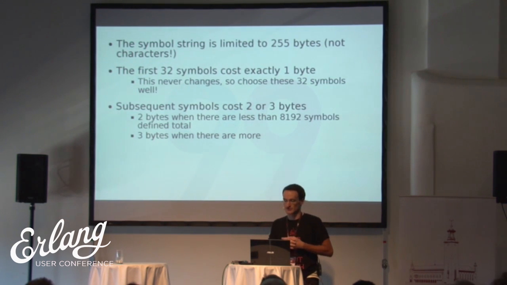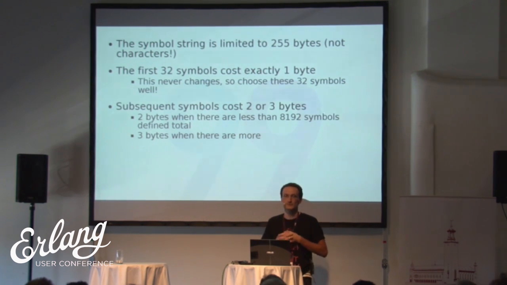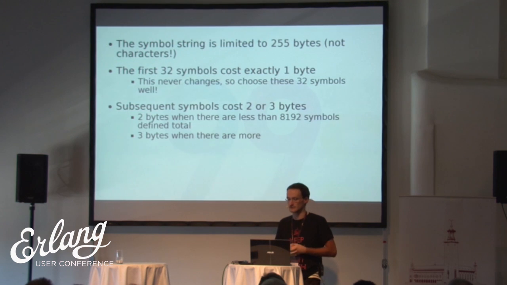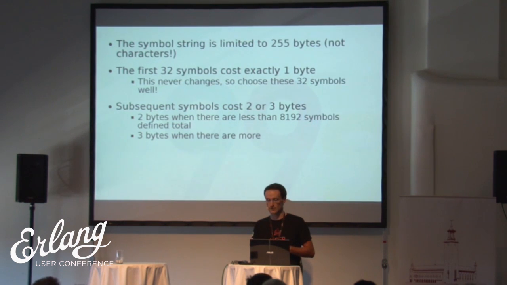And yeah, so it's encoded like this. For the first 32 symbols, it always costs exactly 1 byte. So if you have symbols that are repeated very often, you can define them first or define them in your own media type, and this will always cost 1 byte. And then, depending on the number of symbols we have, the symbols after the first 32 will cost 2 or 3 bytes. So 3 bytes allows us to have, well, up to 2 million symbols, so that should be plenty.